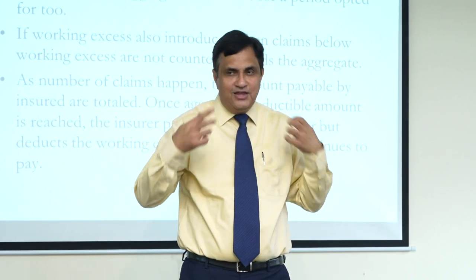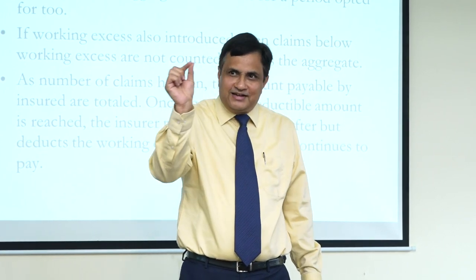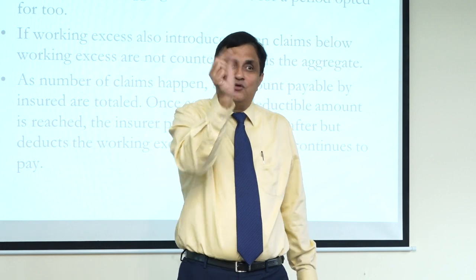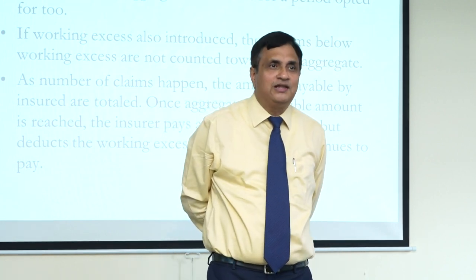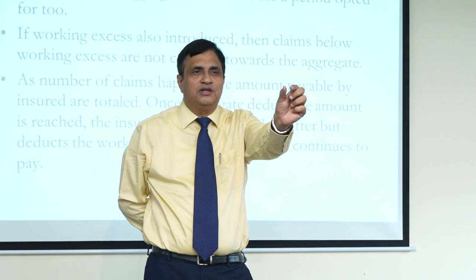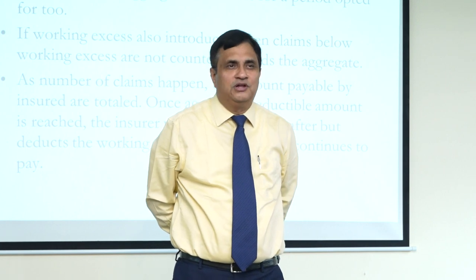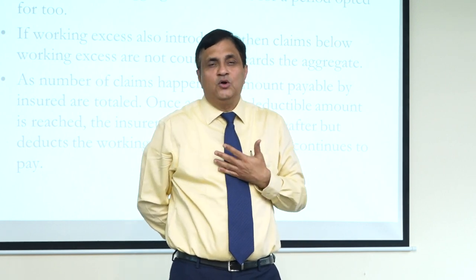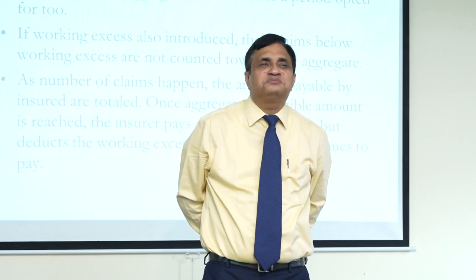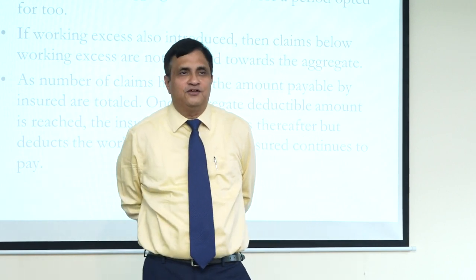But as an insurance company, I feel that instead of not deducting anything, there should be at least some small portion that the insured should suffer, so that he is more careful about his own risk. So you introduce a small thing called working excess. You say, okay, I am not deducting the full deductible, but I will deduct a small amount like 1,000 rupees, or 10% of that. So from the 6th claim, you start deducting only 1,000 rupees. Not because you want to make any money out of it, only to make the insured responsible, so that he doesn't become careless and expect that everything is paid. So that's how you do that.